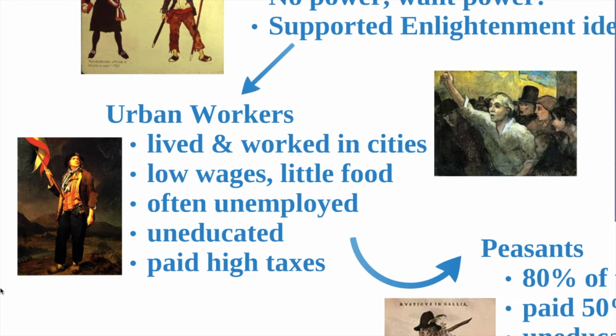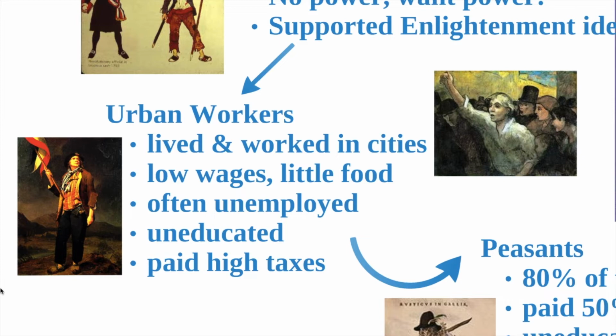They are getting paid very, very low wages. They have very little access to food, especially fruits and vegetables, which are very expensive. So is meat and proteins. They are often finding themselves unemployed. So there was a lot of unemployment in these large cities, especially Paris.